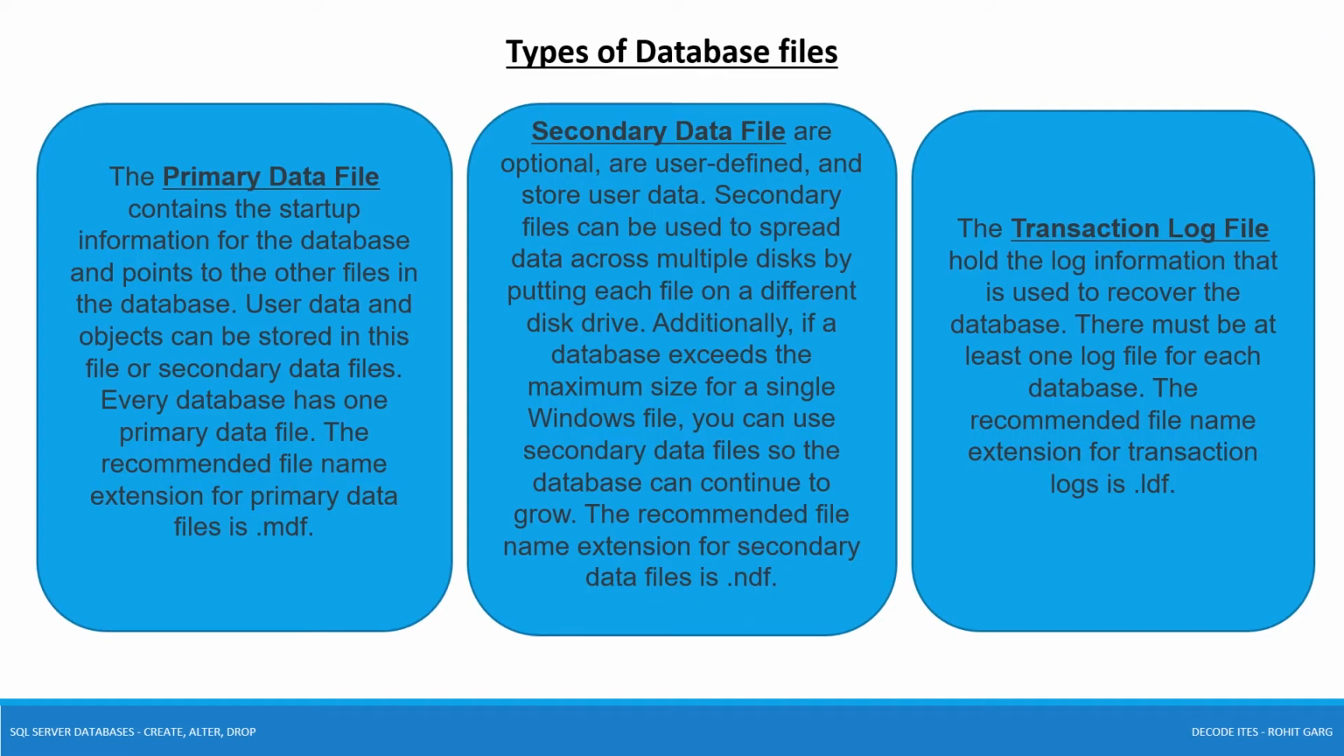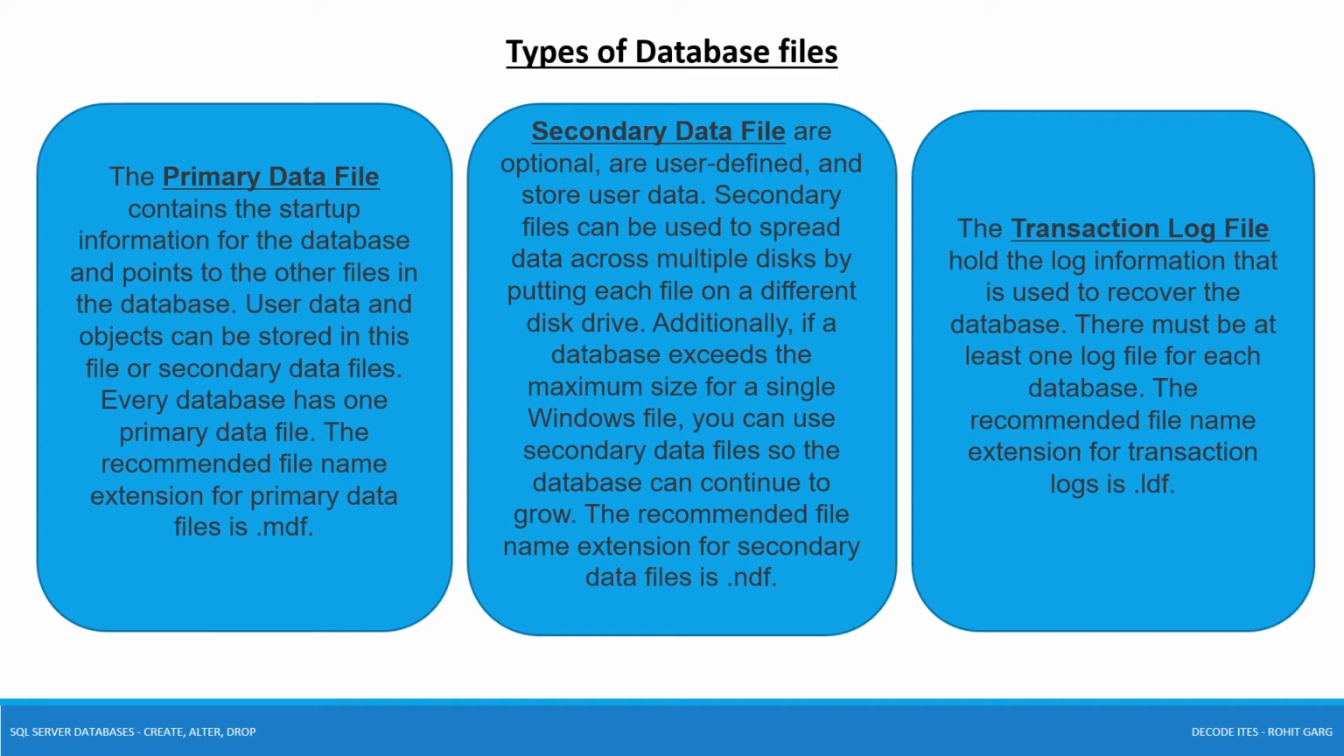Let's have some brief details about database files. As mentioned in the previous slide, database files are of two types, data file and log file, and further data files can be divided into two types, primary data file and secondary data file. The primary data file contains the startup information of the database and points to other files in the database. User data and objects can be stored in the primary data file or secondary data files. Every database has one primary data file by default.